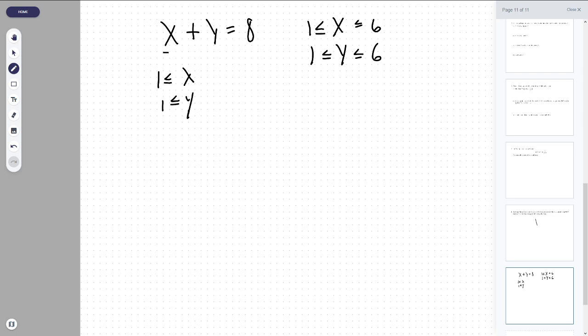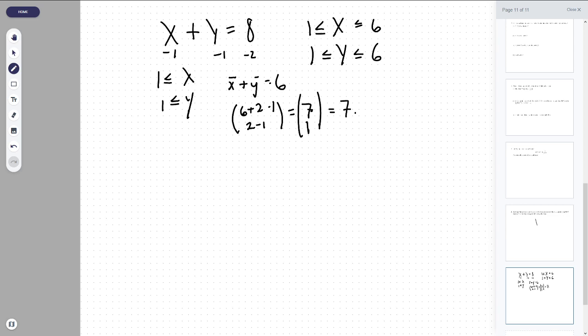And so if we do that, then we have to subtract 1 from x, 1 from y, and 2 from the right side. So we're going to get x bar plus y bar equals 6. So the number of solutions is 6 plus 2 minus 1, choose 2 minus 1. So the number of total solutions here is just 7 choose 1, which is also known as just 7. But then we have to compute the number of solutions where x is bigger than 6.